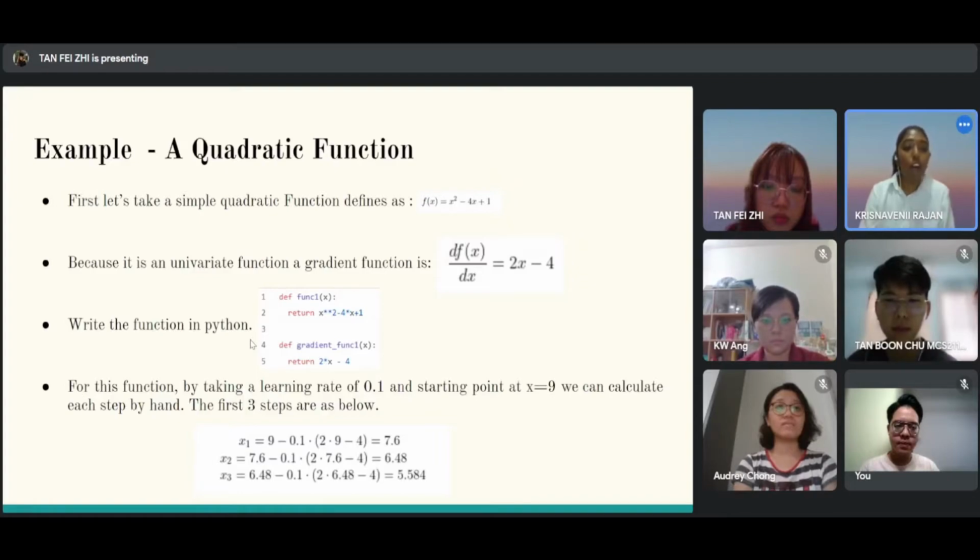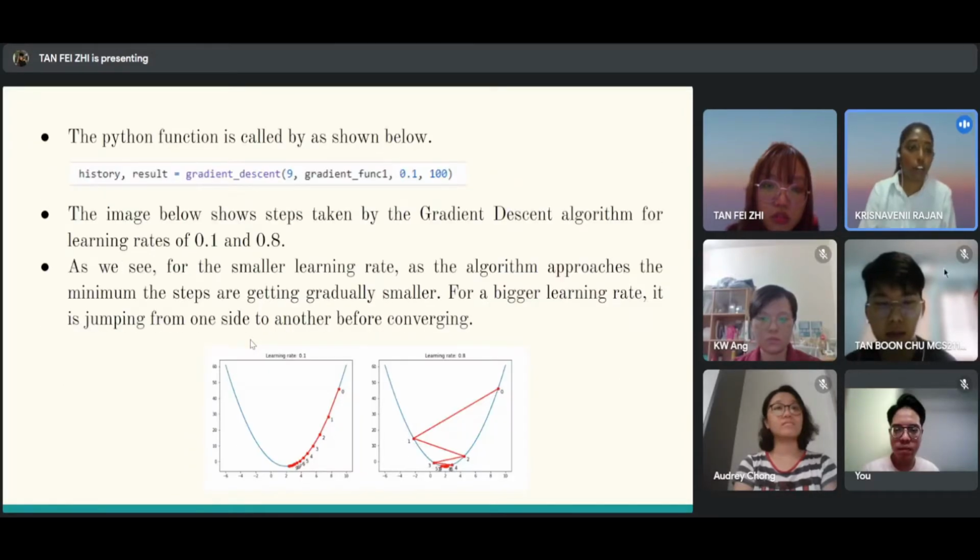For this function, by taking a learning rate of 0.1 and a starting point at x equals 9, we can calculate each step by hand. The first 3 steps are shown below in the picture. Next. The Python function to call this function is shown in the image: history, result equals gradient_descent(9, gradient function, 1, 0.1, and 100).